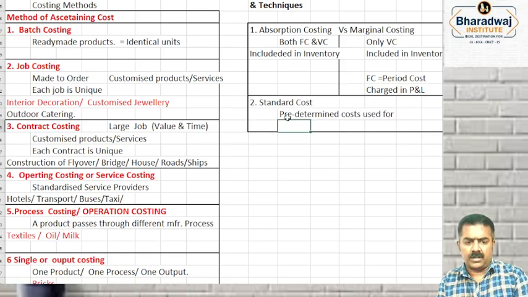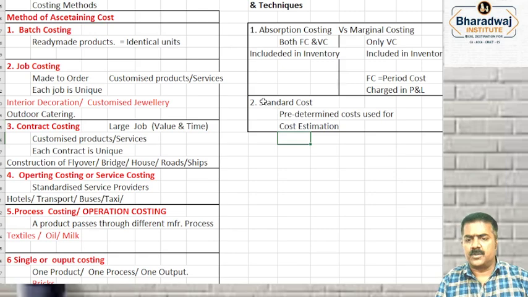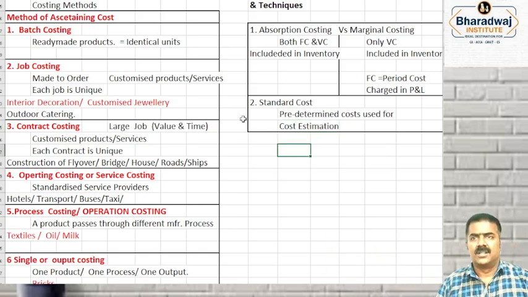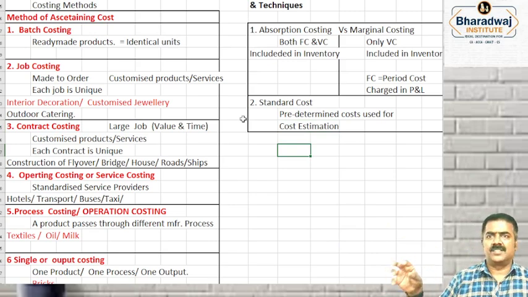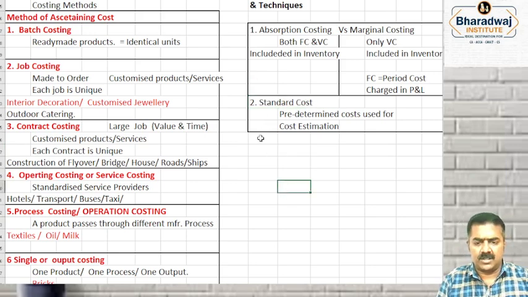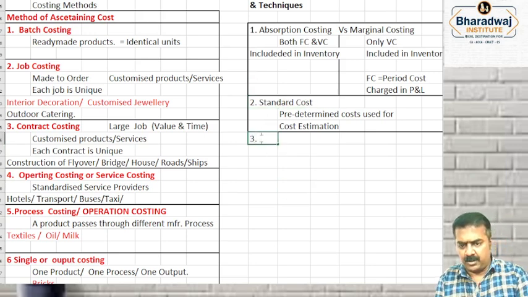Used for cost estimation. That is called as which one? Standard costing. Standard costing is a technique to use which one? Cost estimation. For example, a furniture job order comes. Material this rate, labor this rate. You estimate, that is called as which cost? Standard cost. That is called as which one? Standard cost. People also do budgetary control.